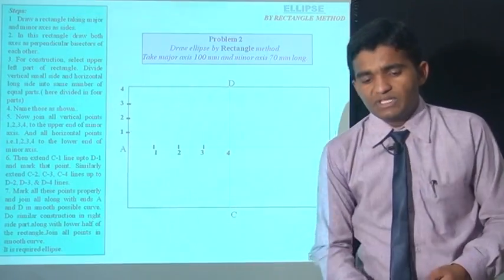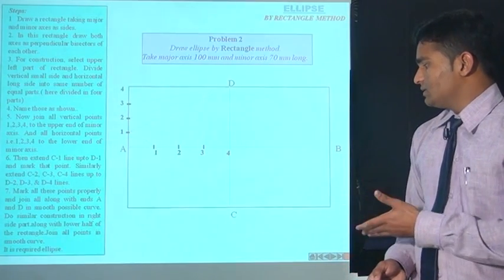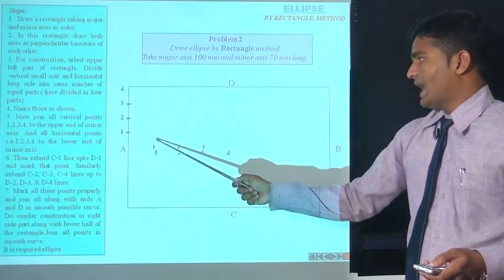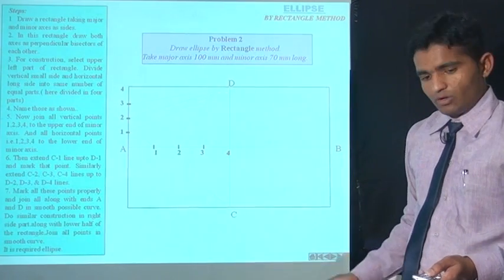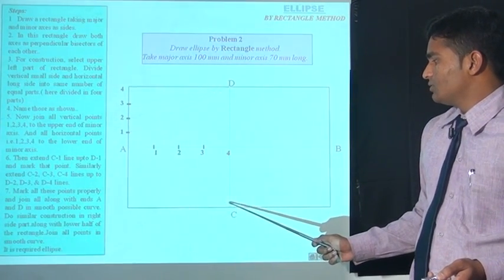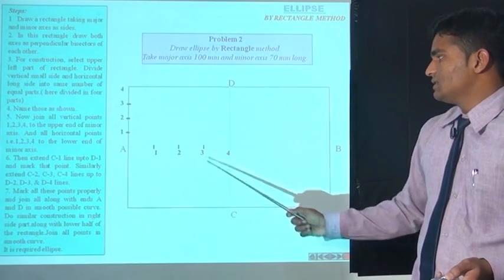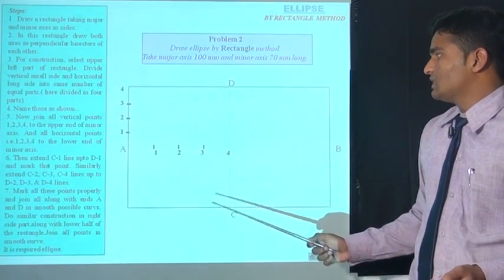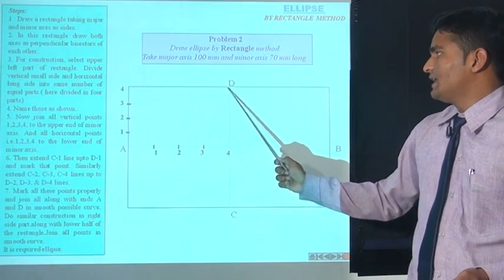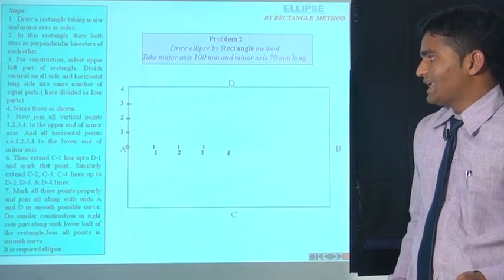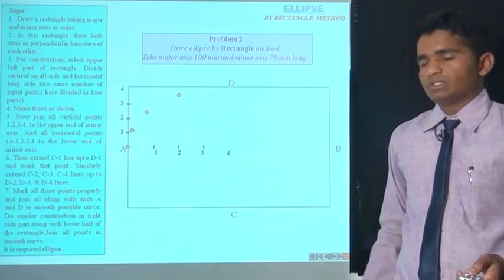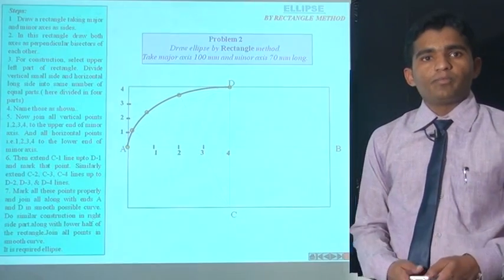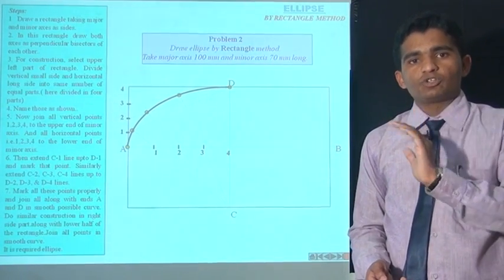Okay, now the next step, draw the line from the point C which passes through the point A, point 1, and cuts the line 1 to D. Again from the point C, draw the line that passes through the point 2 and cuts the line 2 to D. Again draw the line from the point 3 which cuts the line 3 to D. So we will get the points A, 1, 2, 3 and D. Join this curve, and we will get the first quadrant portion of the ellipse.